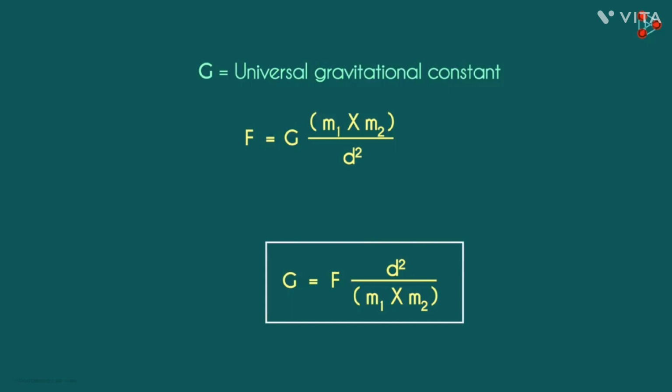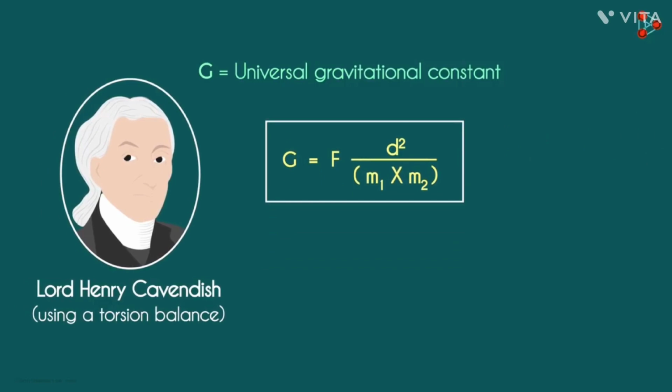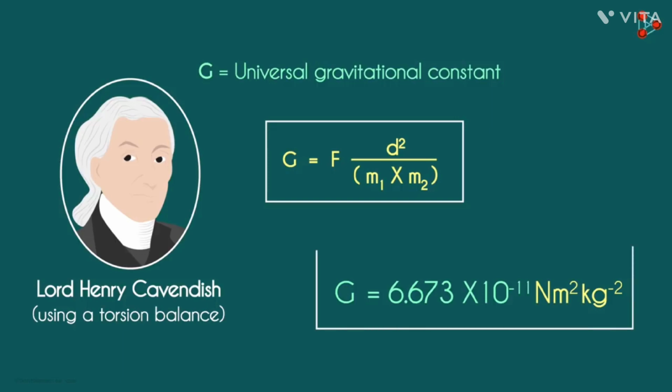The value of G was found out by Lord Henry Cavendish using a torsion balance. The universally accepted value of G is 6.673 times 10 raised to negative 11. What will be the units of G? Force is newtons. As the distance is in meters, we have meters squared. And as the mass is measured using kilograms, we multiply this with kilograms raised to negative 2. This is the value of the universal gravitational constant.